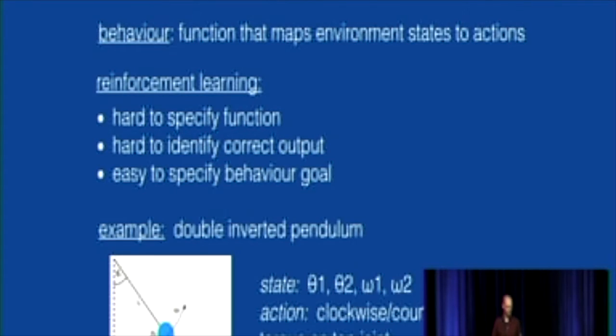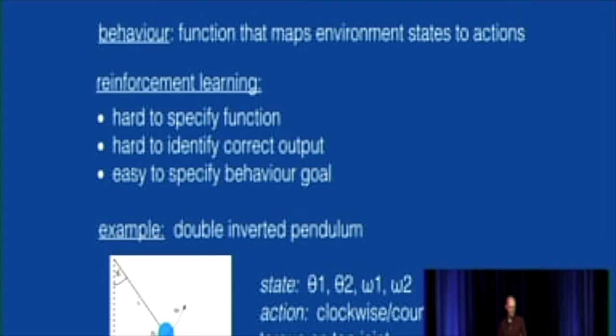Just to show a classical example from reinforcement learning, the double inverted pendulum. Here the task is to balance a pendulum upright by applying torque to the joints. The state in this case is the angles of the two rods and the angular velocities. And you have to apply the correct torque, such, sorry about that.